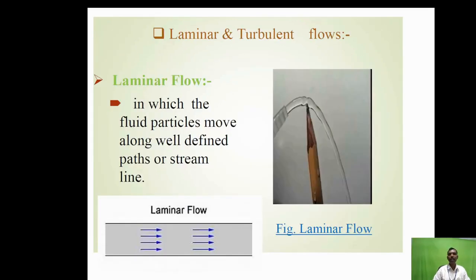Next one, laminar and turbulent flow. Laminar flow is that in which fluid particles move along a well-defined path. If the fluid particles move along a well-defined path, that flow is called laminar flow. And also, if the Reynolds number is less than 2000, that flow is called laminar flow.